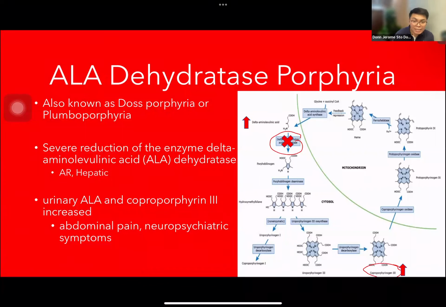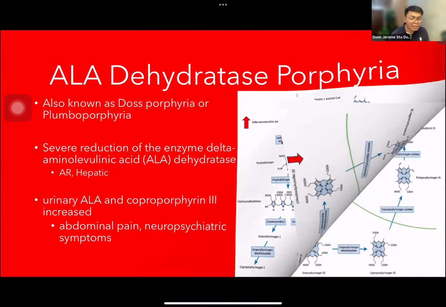But when you're asked in the exam, what's the primary manifestation of someone with ALA dehydratase porphyria? The answer is neurovisceral manifestation. Why? When you inhibit the ALA dehydratase, what would elevate? ALA. Again, ALA is responsible for the neurovisceral manifestation.